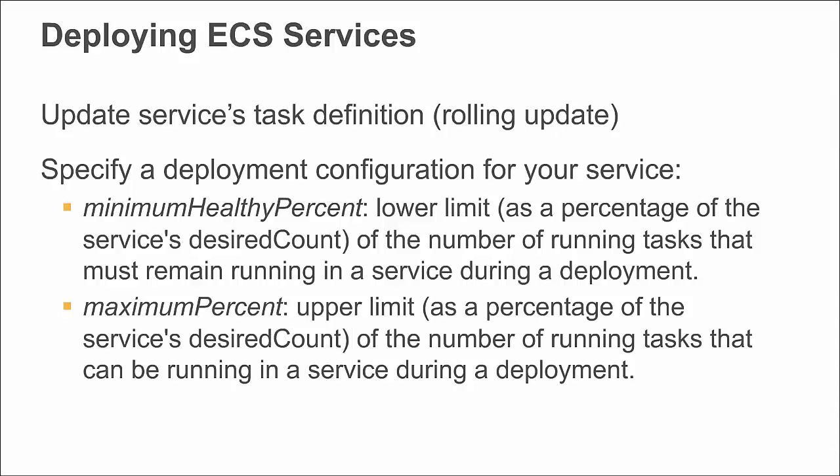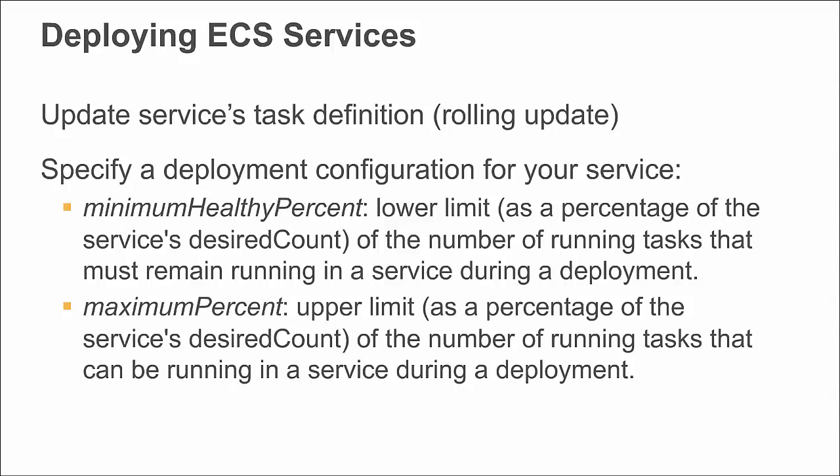One way of deploying services is by updating the service with a new revision of the task definition. This will basically roll out the new version in your cluster. And there are two additional configuration options for deployments. The first one is minimum healthy %, which is the minimum number of healthy tasks that you want to have running during an update. And then the second one is maximum %, which is the maximum number of tasks you want to have running at any time during the deployment.